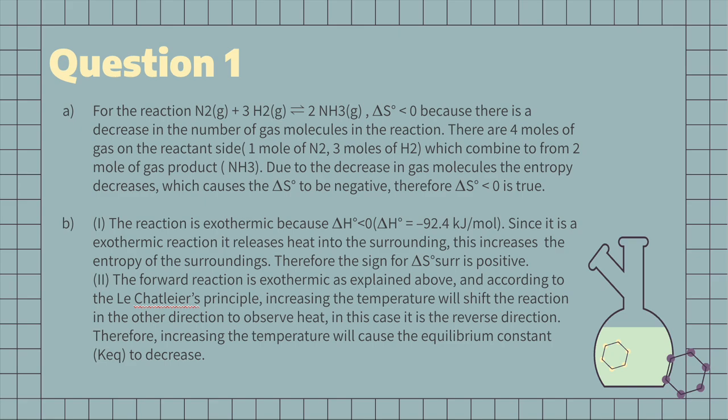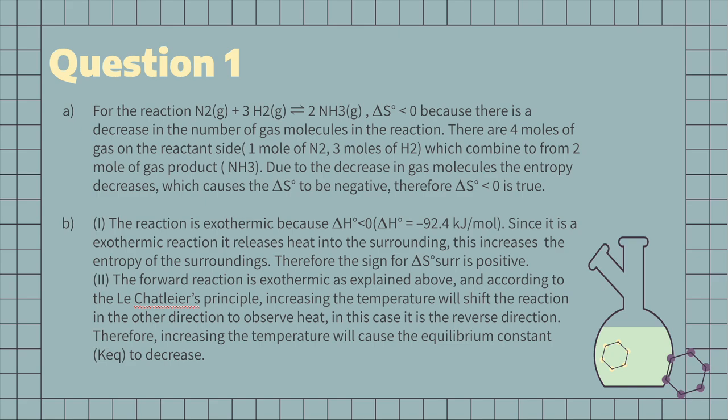So for question 1, for the reaction N2 plus 3H2 to 2NH3, the change in entropy is less than 0 because there is a decrease in the number of gas molecules in the reaction. There are 4 moles on the reactant side, as it can be seen, as there is 1 mole of N2 and 3 moles of H2, which combine to form 2 moles of gas product of NH3. Because there is a decrease in gas molecules, the entropy decreases too, which causes the change in entropy to be negative. Therefore, change in entropy being less than 0 is true.